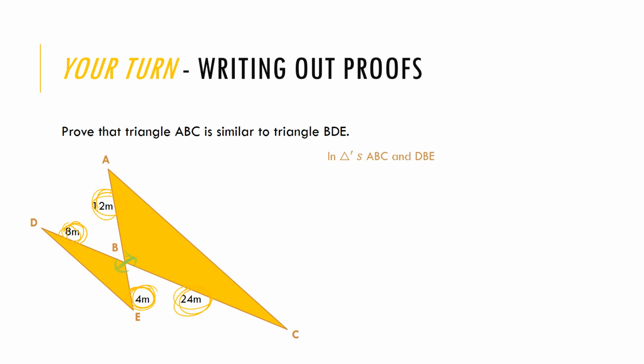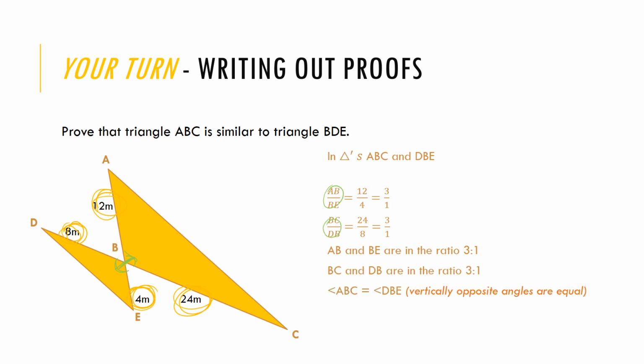As usual, we start with the in these triangles statement. Then we're going to find the ratio between the 2 pairs of sides. So we've done that. In both of them, it's 3 to 1, which is good. We've got a same ratio. So we can say that the first 2 are in a ratio of 3 to 1. We can say the second 2 are, and we can also then tell that this vertically opposite angle is the same. And we've put our reason there. Finally, we can put our similarity statement saying that these 2 triangles are similar.